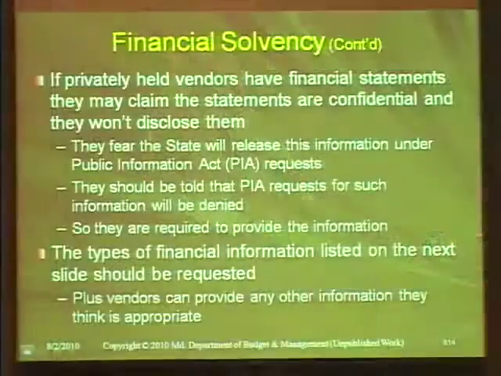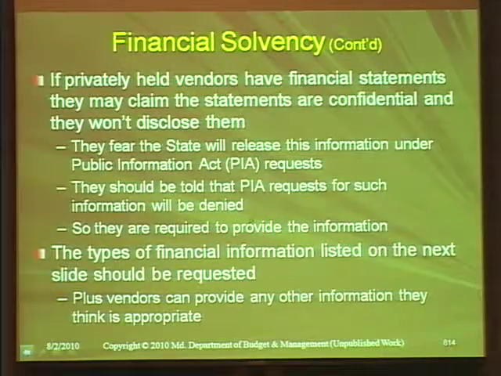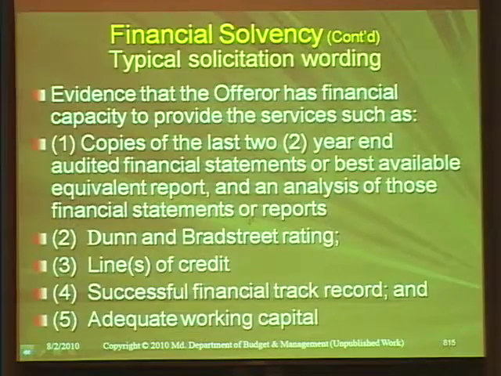The types of financial information listed on the next slide should be required, plus vendors can provide any other information they think is appropriate. So this is what we typically ask for. Evidence of financial capacity, such as copies of the last 2 years, year-end audited financial statements or best available equivalent, an analysis of those. That's the independent audit. Dun & Bradstreet rating, because Dun & Bradstreet will do a very in-depth analysis of vendors' cash flow and things of this nature, and will give actual ratings, which are used by other companies as whether they're going to extend credit, things of this nature.